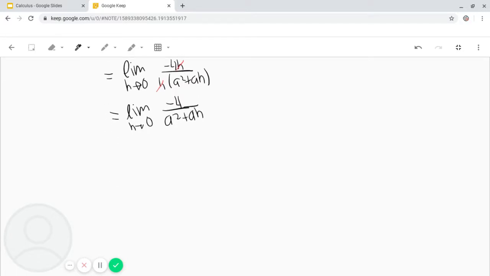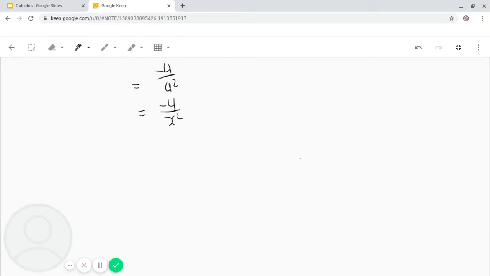And we can simplify this further since h is 0. Then that whole term would be 0, once you get rid of the limit, of course. So this would just be negative 4 over a squared. And then we know our a is just x. So this would end up as negative 4 over x squared. And if you did that using the other limit, or derivative rules rather, you would end up with the same thing.